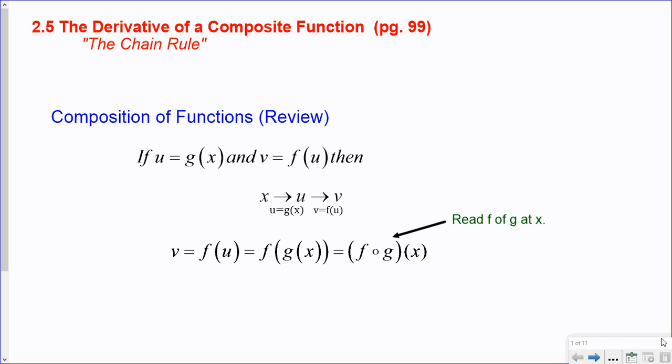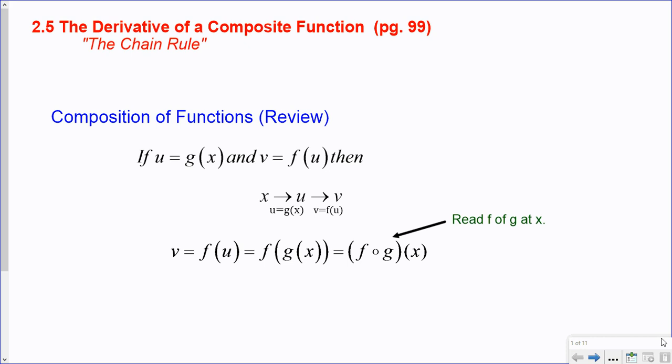Welcome everyone. Chapter 2, Section 5, the derivative of a composite function, also called the chain rule. It's on page 99. Now back in the previous section, we talked about the power of a function rule, right? When we had to take the derivative of the bigger function, and then the derivative of that interior function. That's because of the composition of functions.